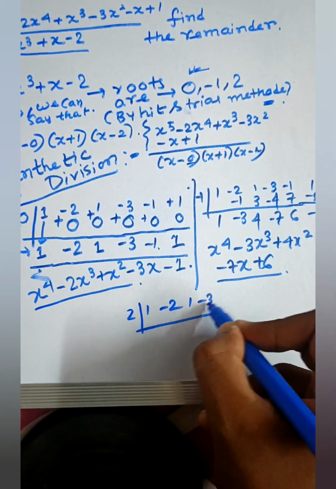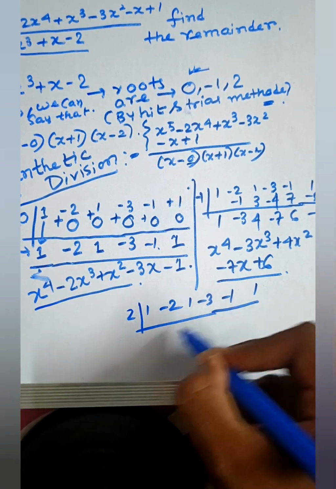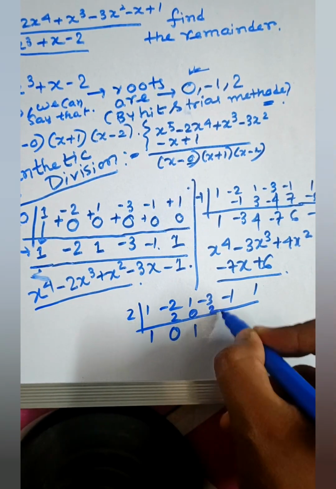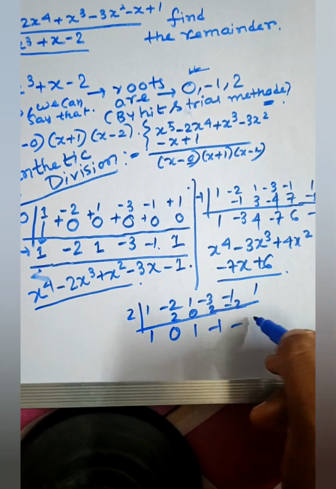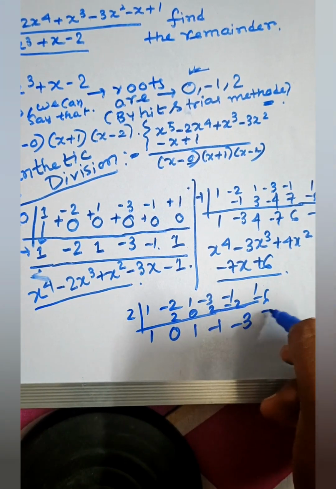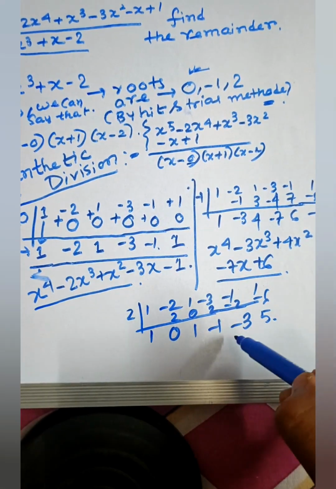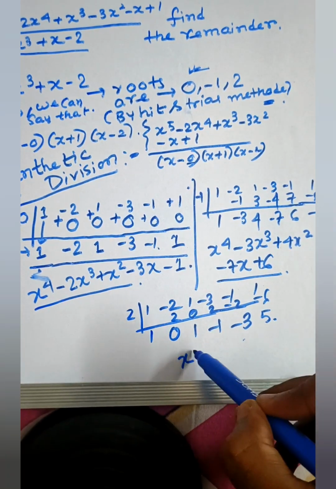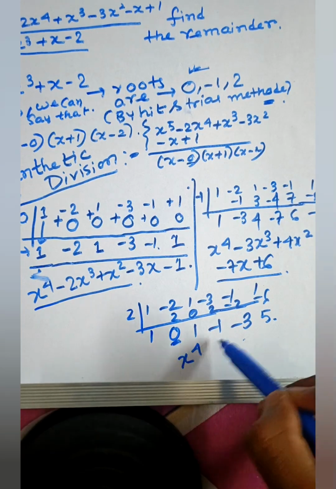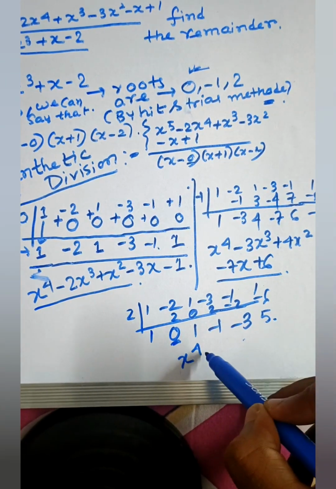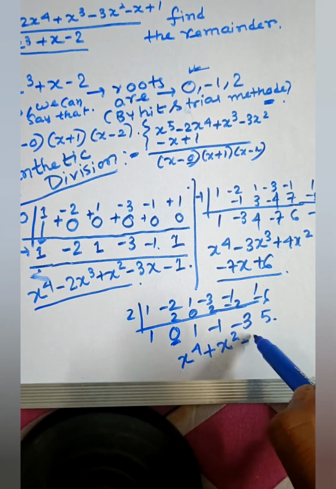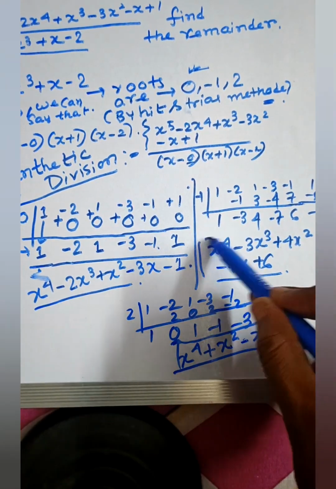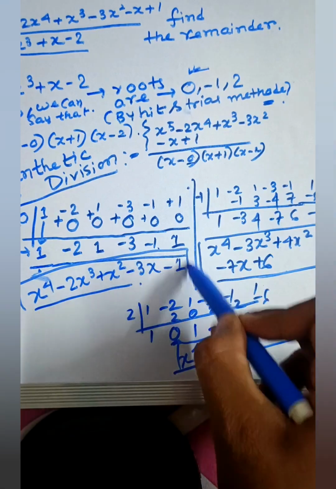And if we divide with respect to 2, we write 1, minus 2, 1, minus 3, minus 1, 1, and get 2, 0, 0, 1, minus 1, minus 2, then minus 3, minus 6, 5. So x to the power 4 is the leading term, and x cube is 0, so we don't write it. So we get x square minus x minus 3 here, and the remainder.